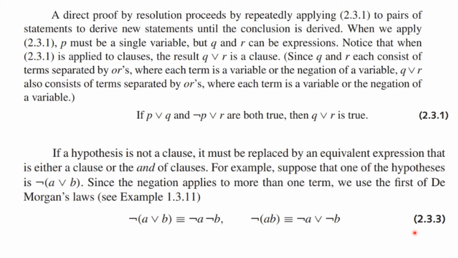A direct proof by resolution proceeds by repeatedly applying that principle, and this is the principle again, to pairs of statements to derive new statements until the conclusion is reached. Now, if a hypothesis is not a clause, it must be replaced by an equivalent expression that is either a clause or the and of clauses.